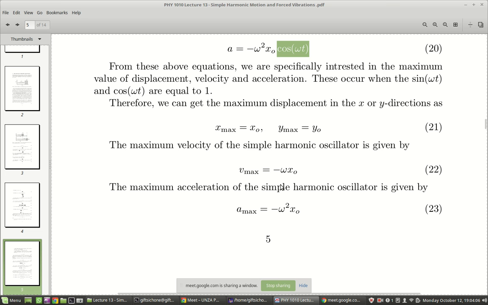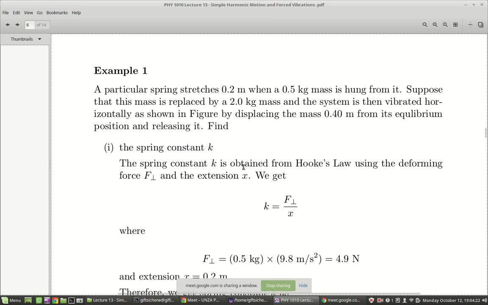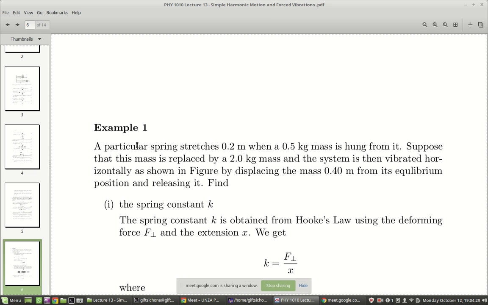So a particular spring stretches 0.2 meters when a 0.5 kg mass is hung from it. So if a spring stretches 0.2 meters when you hang a mass of 0.5 kg, it means that you can find the spring constant from that information, because the 0.2 meters is the extension, and the 0.5 kg times acceleration due to gravity gives you the weight. So you can use that information to get the spring constant, and that's what we're going to do.